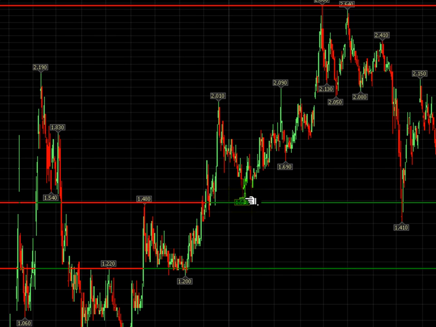Now, it's not to say that the levels have to be 100% exact. We need to give it a little bit of room, sometimes a little margin of error. So support can sometimes be a few cents off or a few percentage points off from the resistance. But what's important to know is that these general levels are behaving as support and resistance.